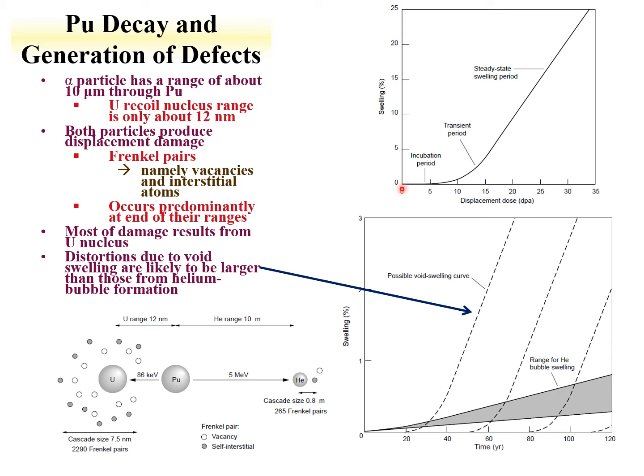There's an incubation period where you have some dose effect and no swelling is evident. A transition period where we have higher dose and the swelling increases. And then a steady state where there's a relationship between dose and swelling. The actual relationship, the actual swelling as a function of dpa, varies with materials and conditions.